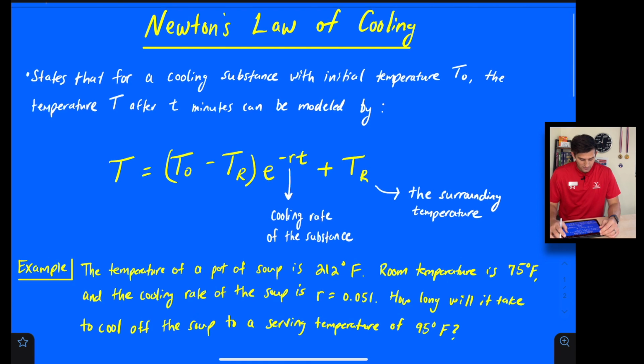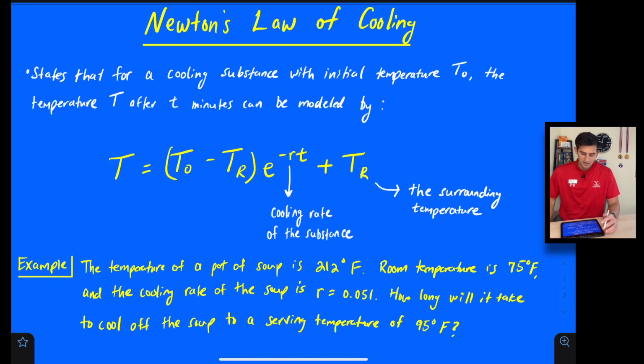meal. All right, so it states that for a cooling substance with initial temperature T sub O, the temperature T after t minutes, lowercase t, can be modeled by the following equation. Capital T, the temperature after t minutes, is equal to T sub O, our initial temperature, minus T sub R, our surrounding or room temperature, multiplied by e to the negative rt, where r is the cooling rate of the substance and t is our time in minutes, and then plus T sub R, our surrounding temperature.